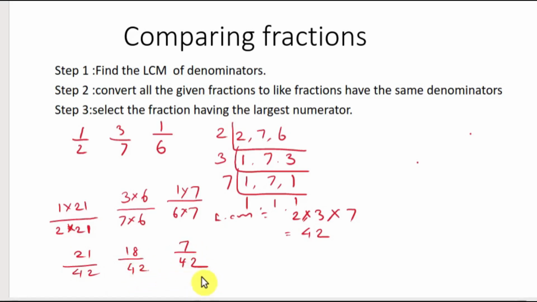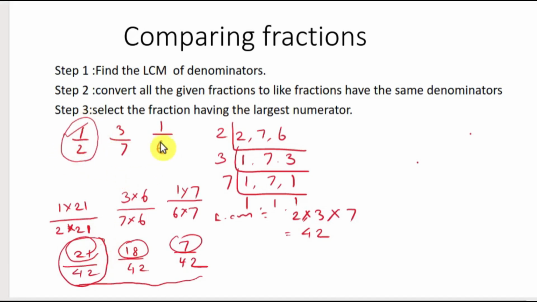Now, the denominators are same. So, they are like fractions. We have to select the fraction having the largest numerator. 21, 18, 7. Which has the largest numerator? 21 by 42 is the highest fraction. 1 by 2 is the highest of these. When we compare fractions, we will be able to find out which is greater than, less than, or equal to.